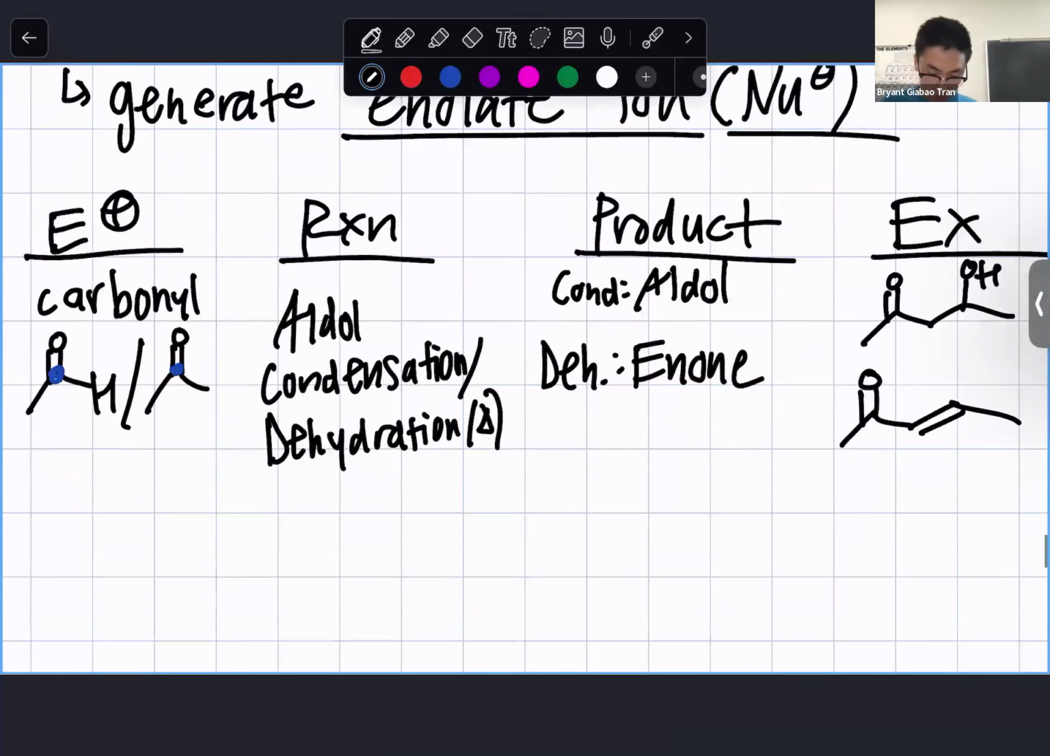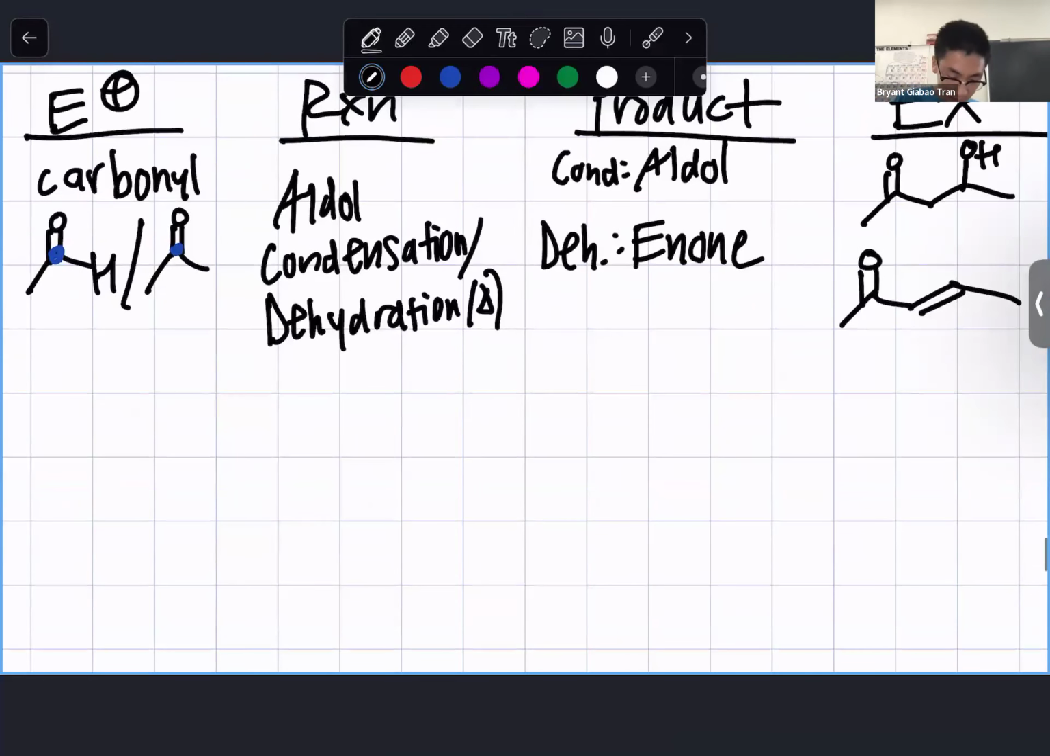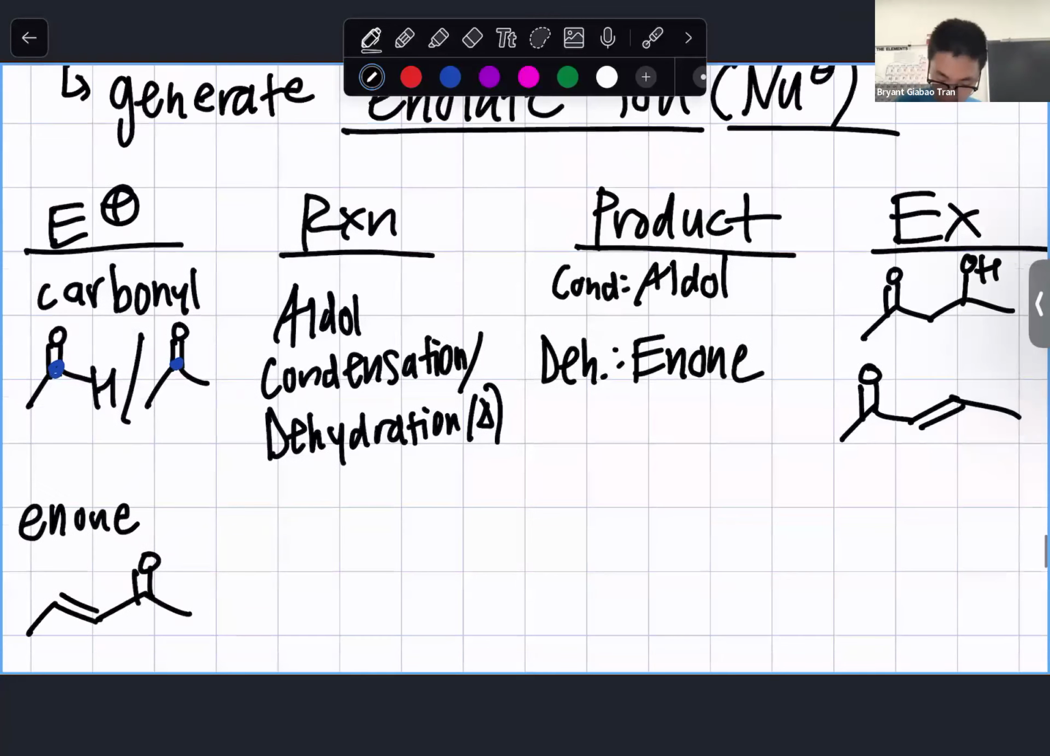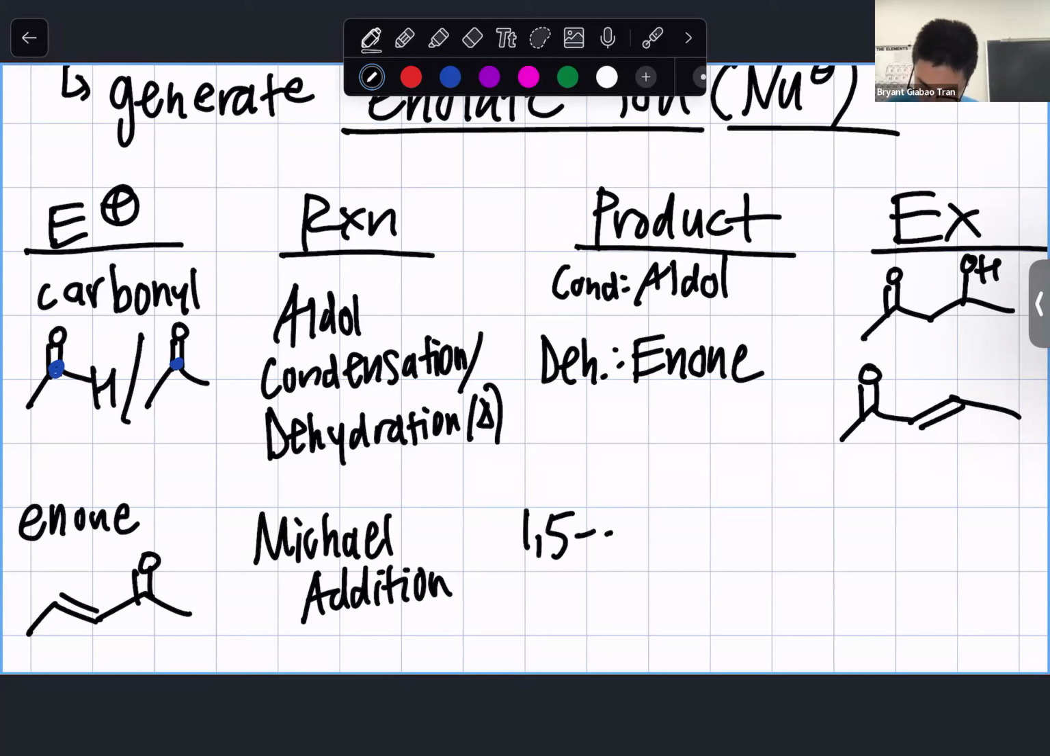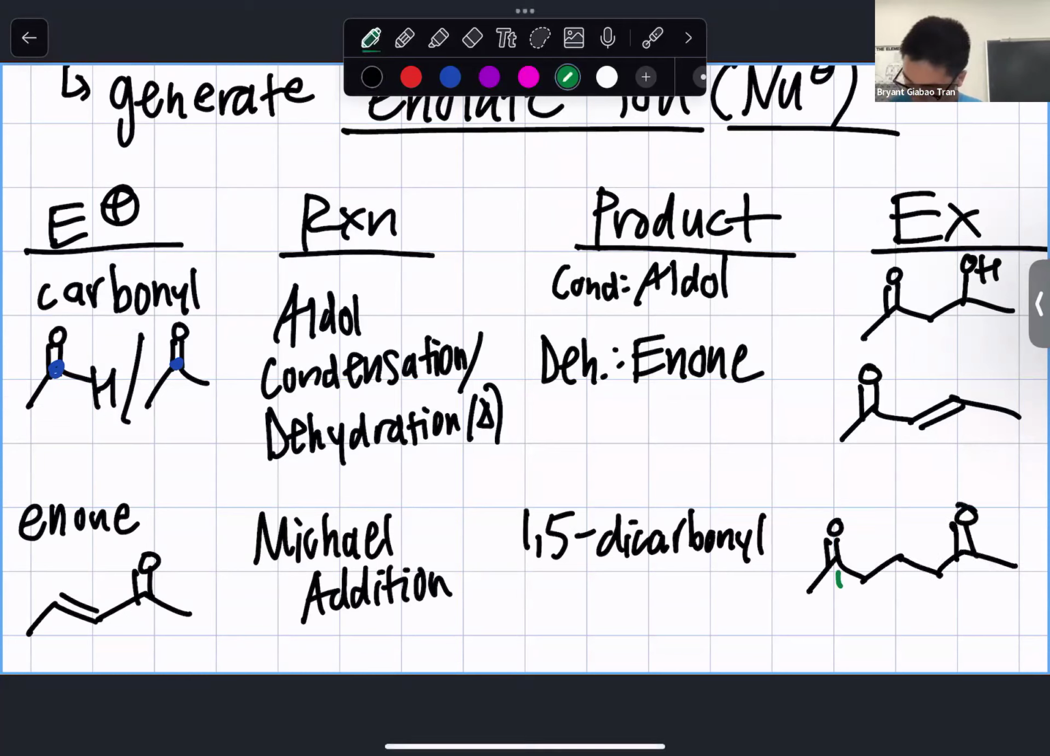If your electrophile is an enone, the reaction here is Michael addition. The product is going to be a 1,5-dicarbonyl. Example of that: so 1, 2, 3, 4, 5. 1, 2, 3, 4, 5.